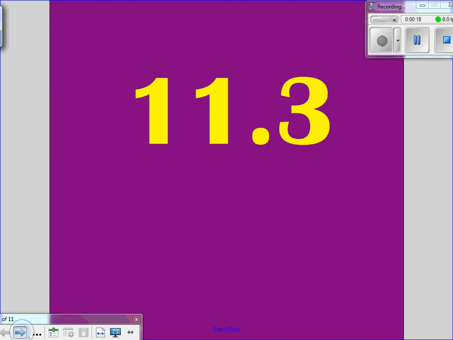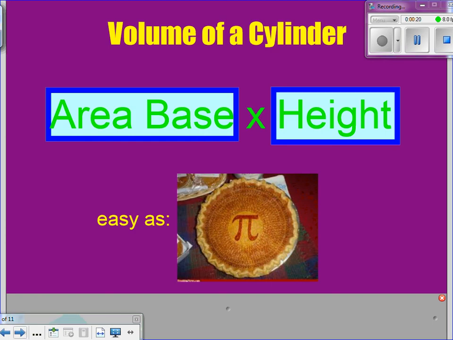First of all, how do you find the volume of a cylinder? We want to find the area of the base times the height. It's as easy as pi. Take a look at that pi symbol. We've worked with that a little bit before. This pi symbol represents 3.14. Whenever we're working with circles and finding the area and circumference, we have to use that special number of 3.14.